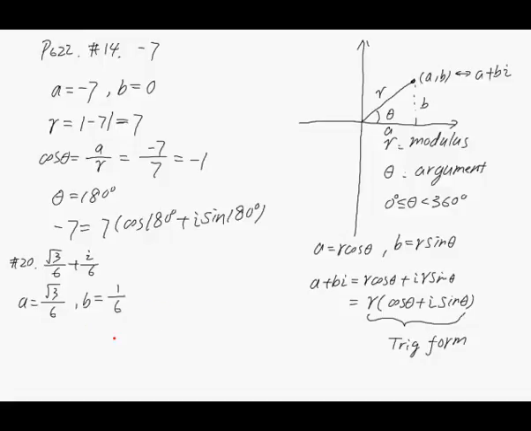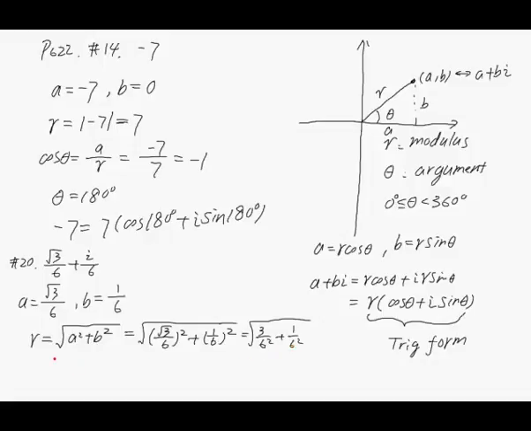So now we can get the modulus. Modulus R is equal to the square root of A squared plus B squared. So let's compute this and simplify. So this is equal to root of 3 over 6 squared, and this is 1 over 6 squared.